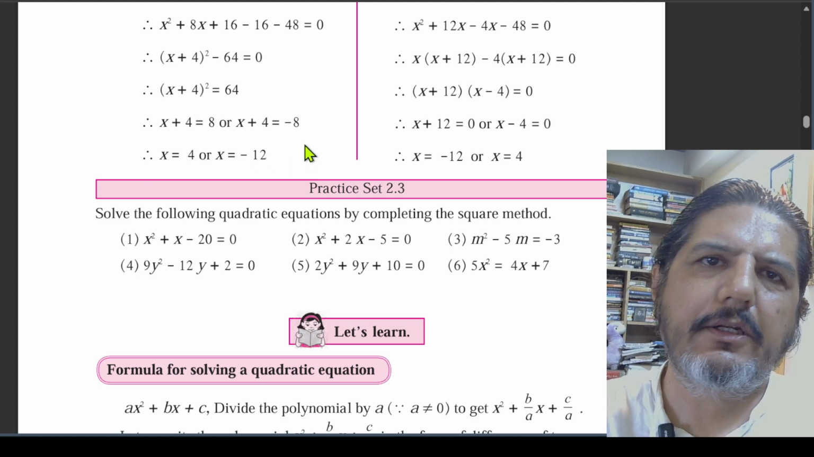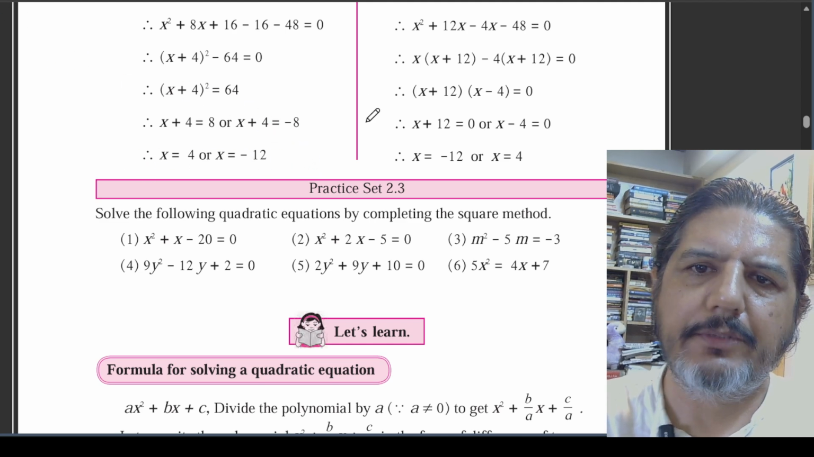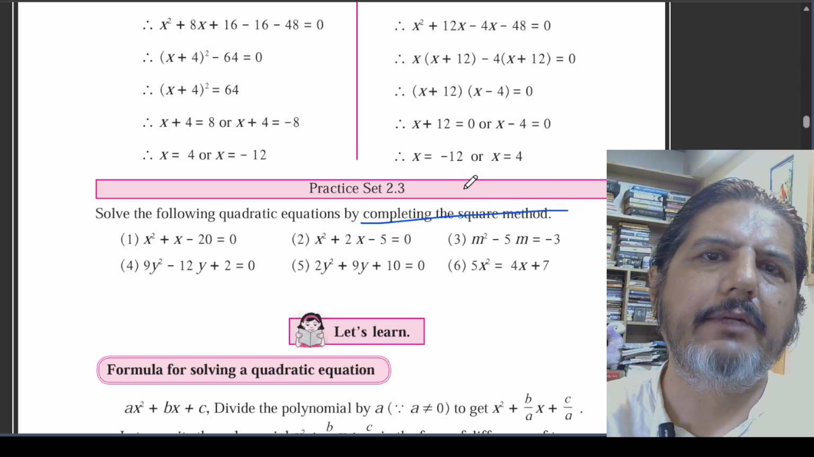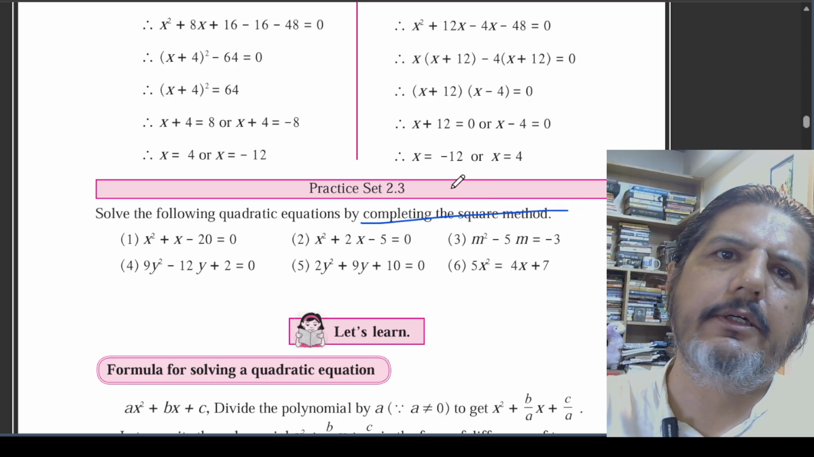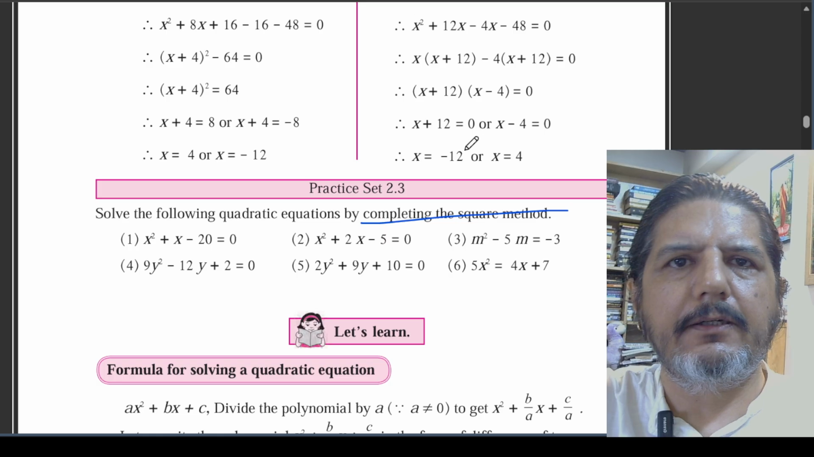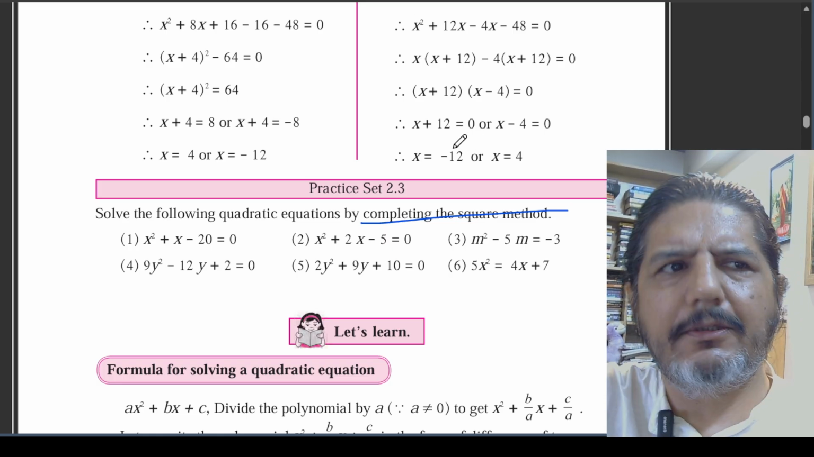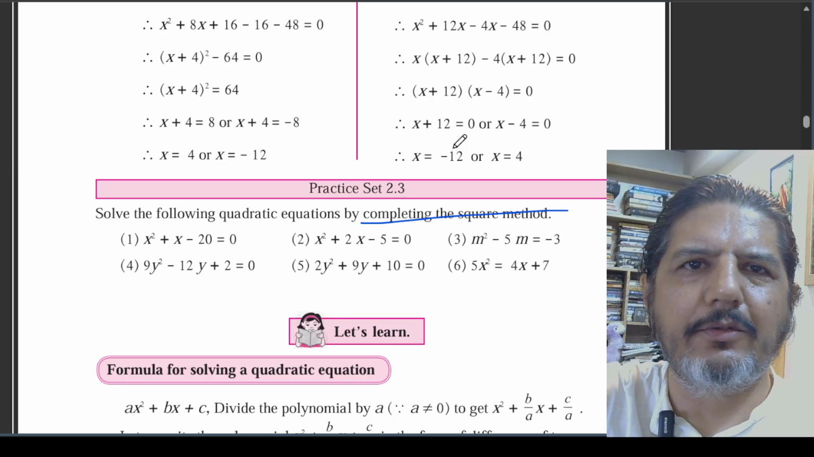So we'll be doing an important topic today. The topic is completing the square, solving a quadratic equation by completing the square. It's one of the important skills in algebra, and I'll try to explain this in as simple terms as possible, because at times students get very confused while doing this.